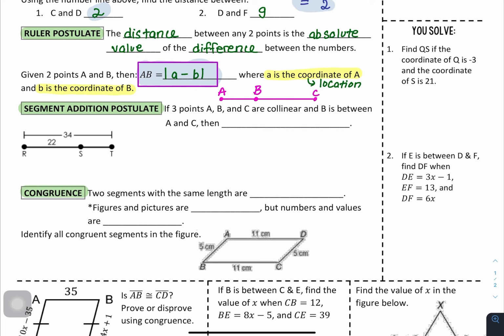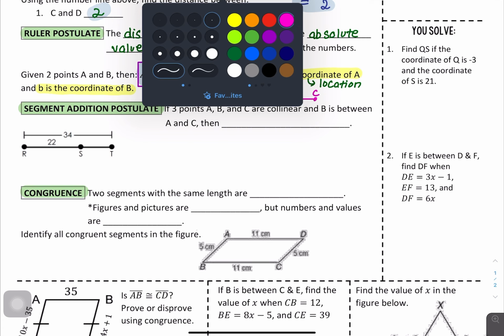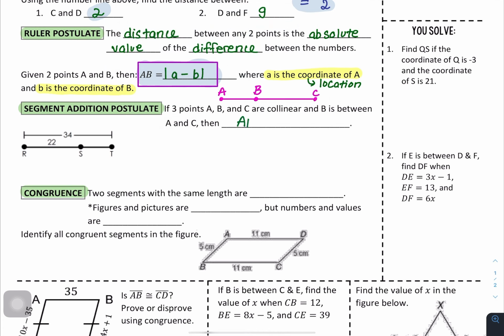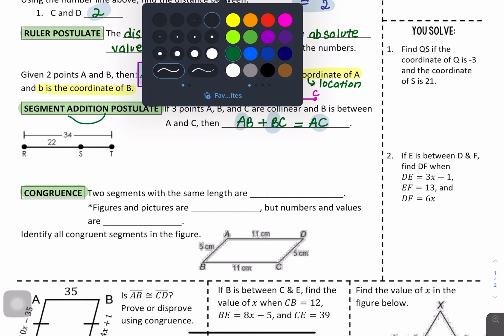Then we have A, B, and this is addition, so we know the operation will be add, right? AB add BC will equal AC. And pay attention to the letters. And let me frame this.